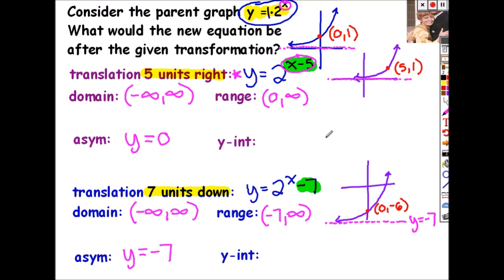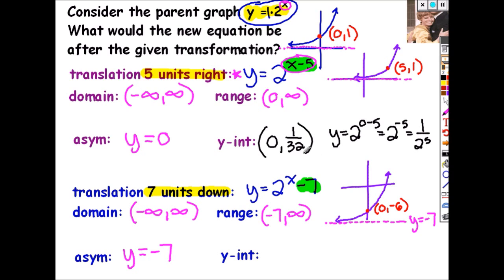So any point on the y-axis has an x value of 0, so I'm just going to insert 0 for x into my equation. 2 to the -5th power would be the same as 1 over 2 to the 5th power, and 2 to the 5th power is 32. So my y-intercept would actually be (0, 1/32). Which seems reasonable if I look to my graph. Yep, that's going to be a pretty small y value.